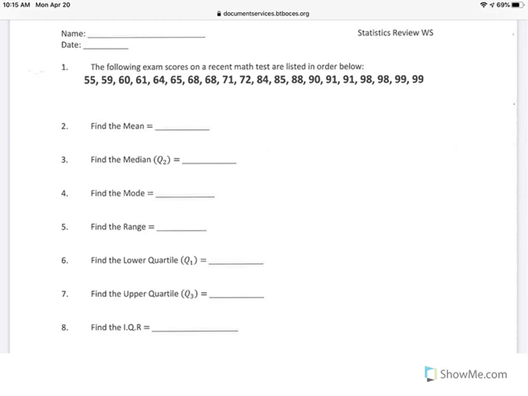Question 1 says the following exam scores on a recent math test are listed in order below. Before we break it down, we'll go into question 2 to find the mean. The mean, also known as the average, has the symbol x-bar. Add all the numbers together and you'll get 1,566. Divide that by the total number of math test scores listed, which is 20, and you get your average, 78.3.